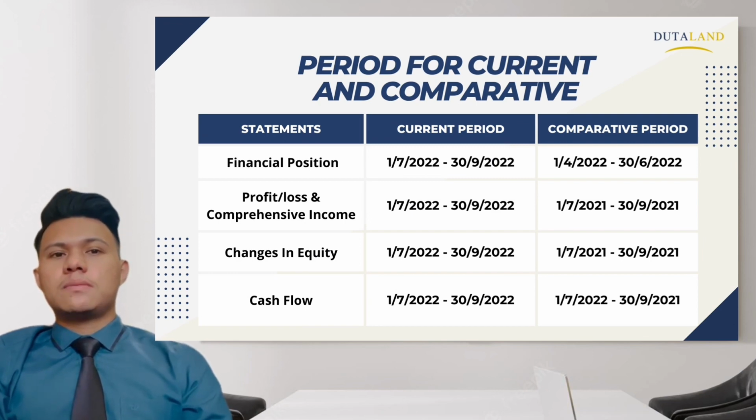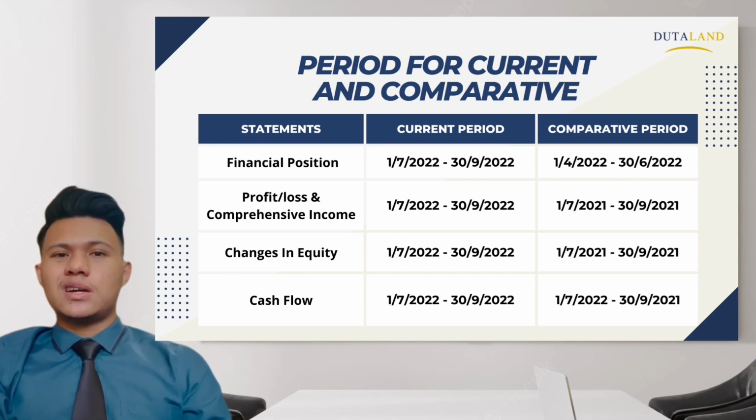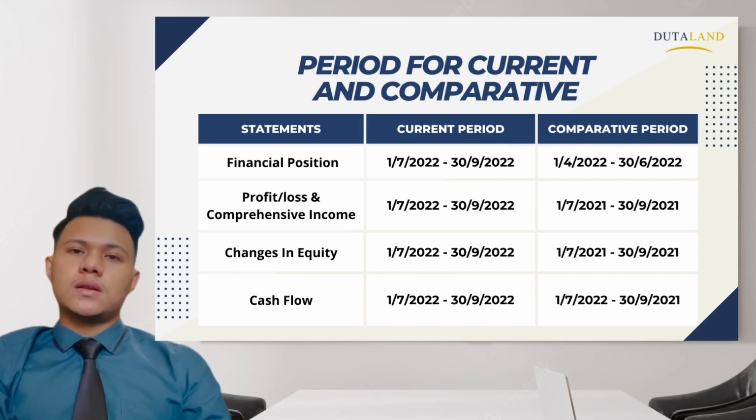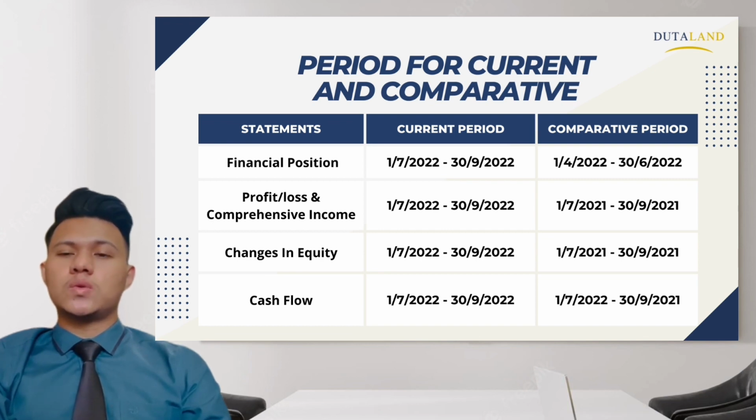Next, for the statement of changes in equity, the current period started from 1 July 2022 until 30th September 2022. For the comparative period, the date began from 1 July 2021 until 30th September 2021. And last but not least, for the statement of cash flow, the current period began from 1 July 2022 until 30th September 2022. And for the comparative period, the date began from 1 July 2022 until 30th September 2022.